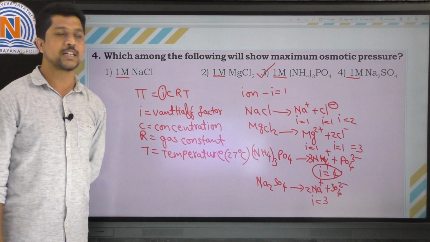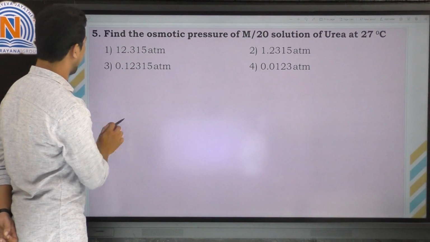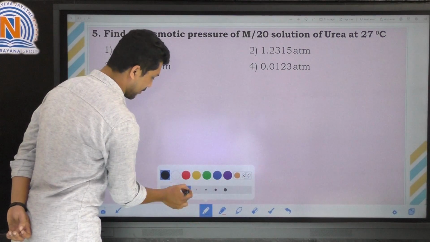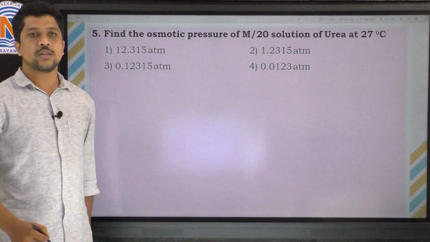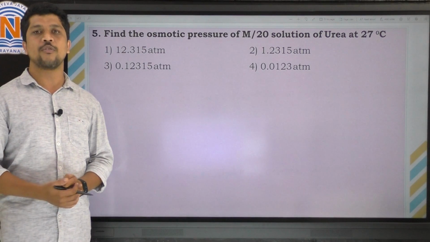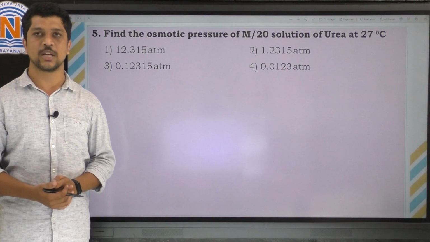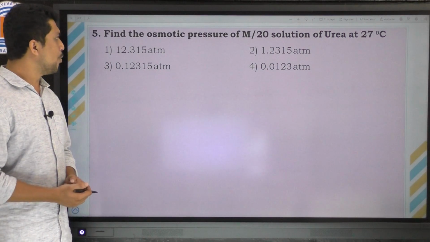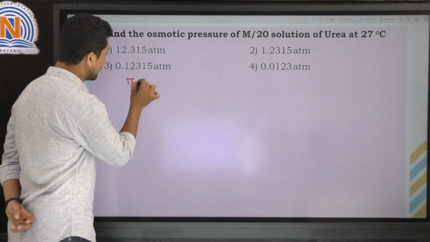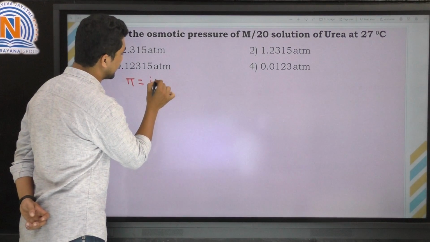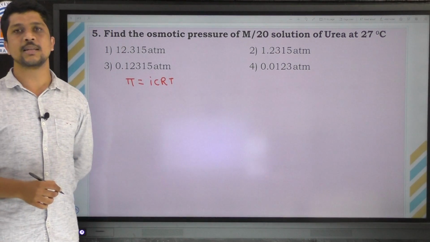Clear? Let's move on to the next problem. Here the question: find the osmotic pressure of M/20 solution of urea at 27 degrees centigrade. We know the formula for osmotic pressure, π equals iCRT.